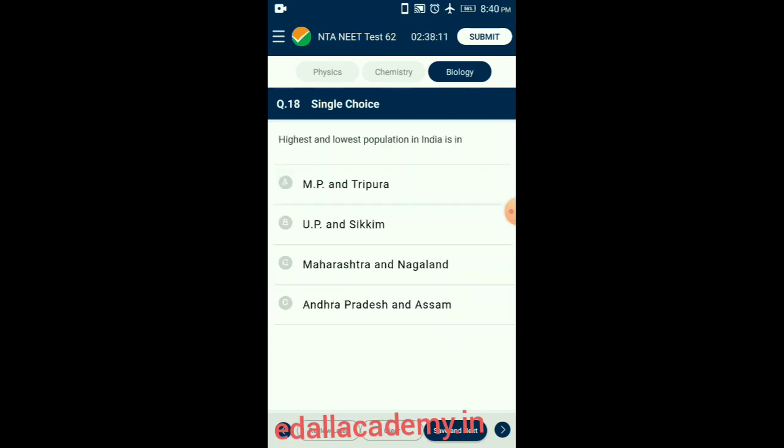Number 18. Highest and lowest population in India is in. According to the 2001 census, the highest population state in India is UP, with 166 million, and the lowest population in India is Sikkim, 5.40 lakh. So the answer is option B, UP and Sikkim.